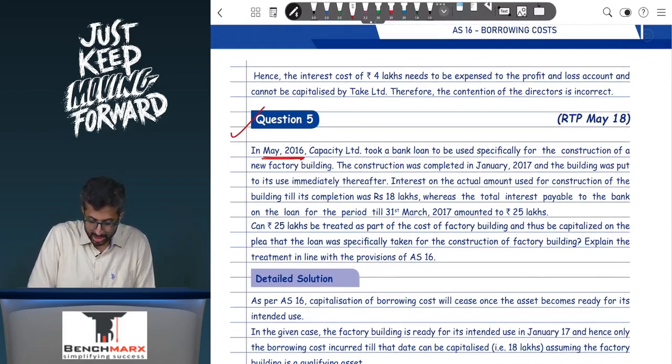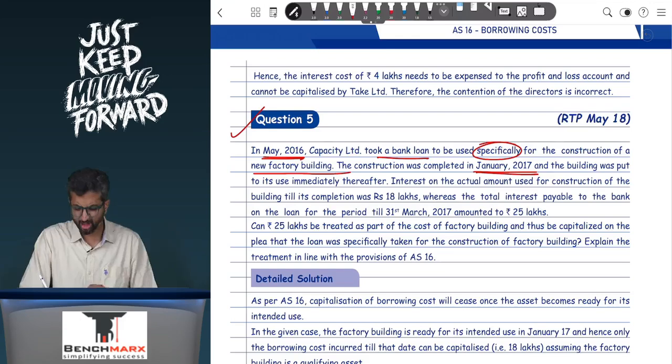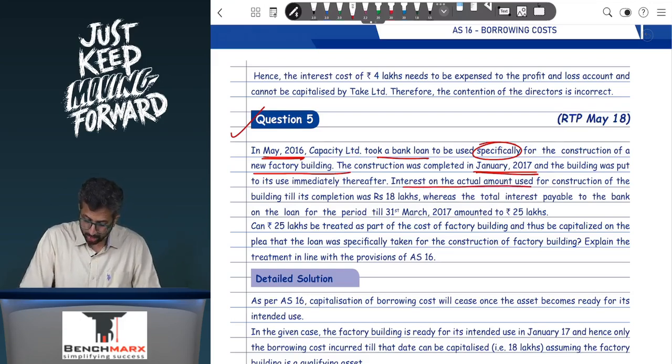Now, in May 16, Capacity took a bank loan to be specifically used for the construction of a specific new factory. So, this is a specific borrowing. The construction was completed in January 17, so maybe this takes close to 7 or 8 months, and the building was put to use immediately thereafter. Interest on the actual amount used for the construction of the building till its completion was 18 lakhs, whereas the total interest payable to the bank on the loan till 31st March 17 amounted to 25 lakhs.